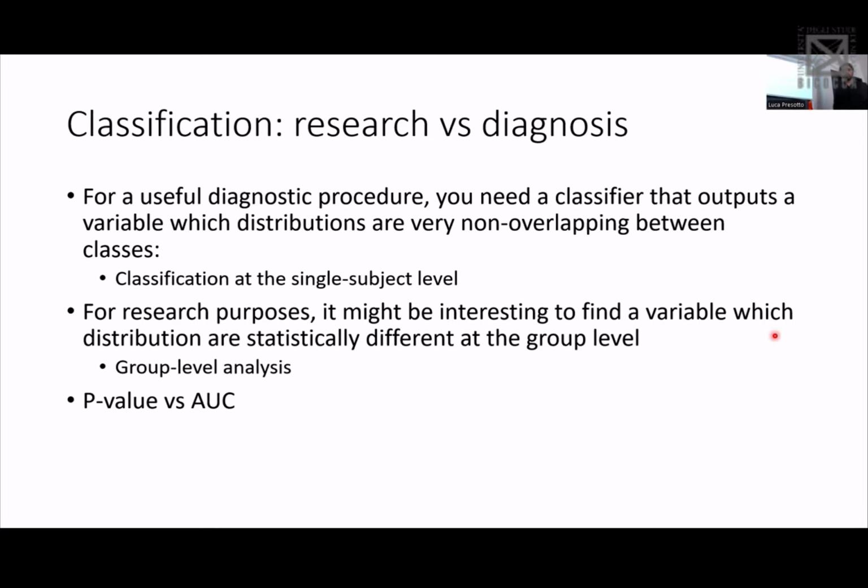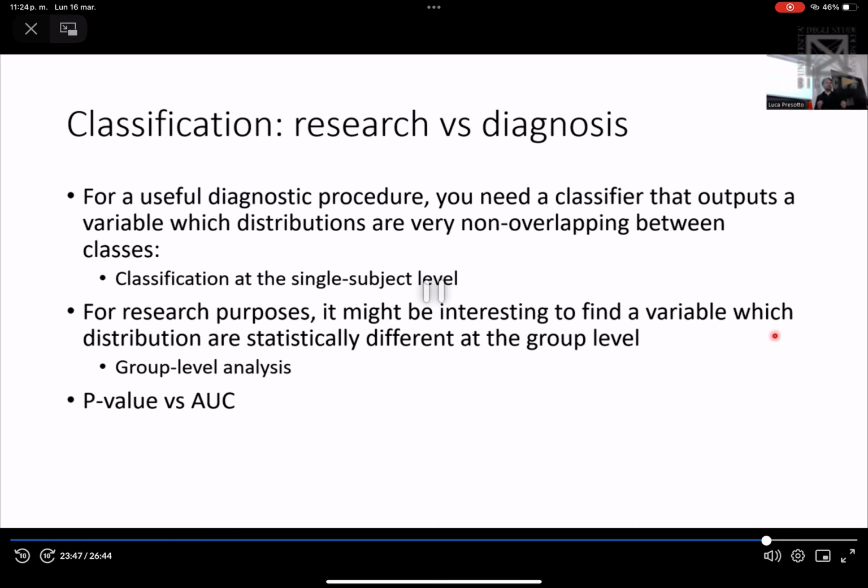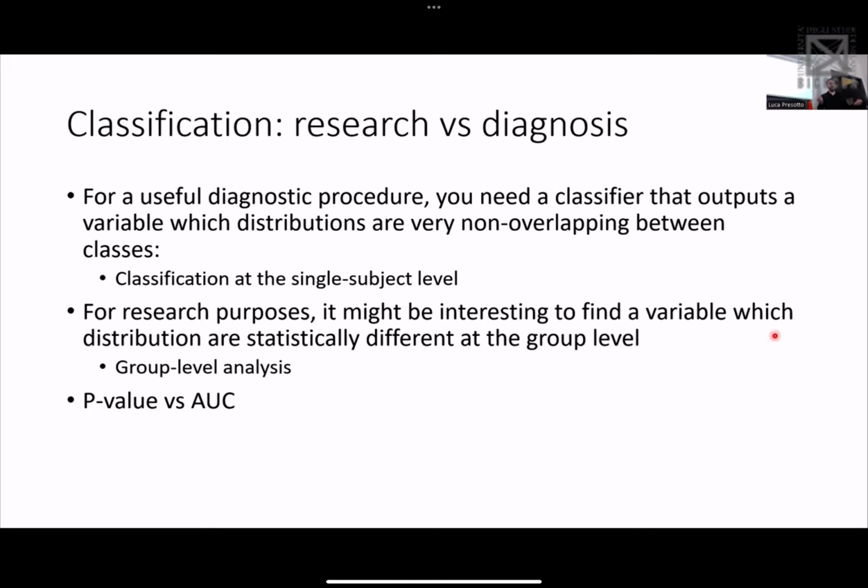Now, just a quick note to finish that. When you're running a classification, you always need to keep in mind, that's probably what you're seeing with Professor Bernasconi, the difference between a research application versus a diagnostic application. So for a useful diagnostic procedure, you need a classifier that outputs a variable whose distribution between classes is absolutely non-overlapping, because otherwise you have an area under the curve, a sensitivity and accuracy that are completely tragic.